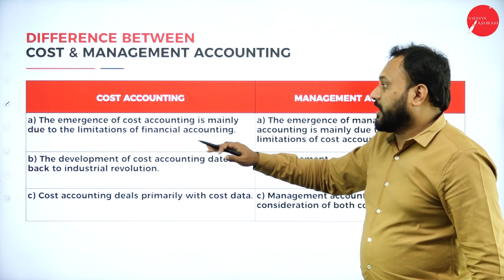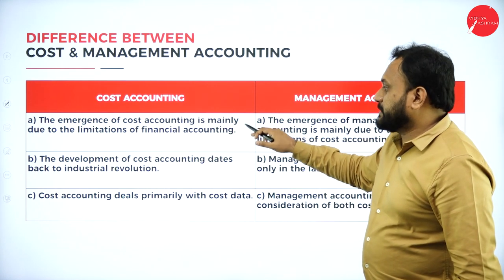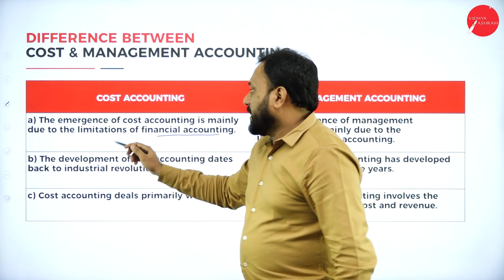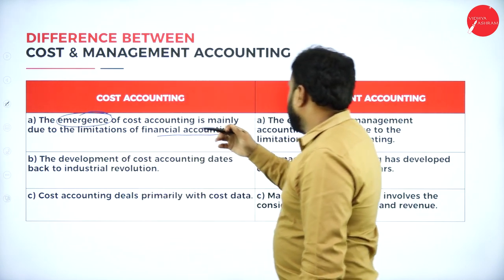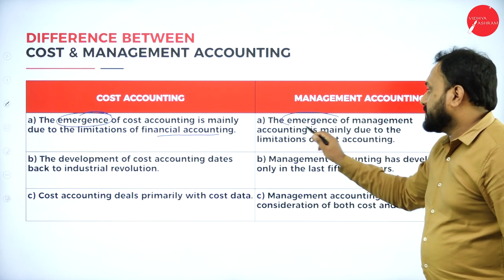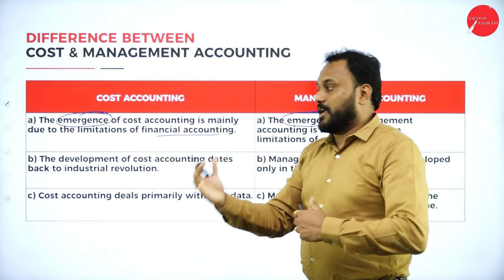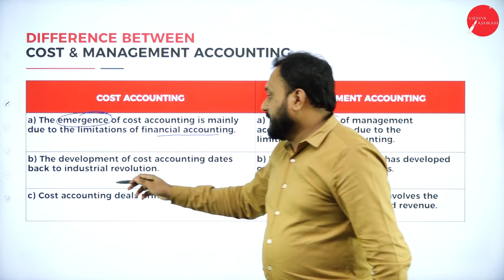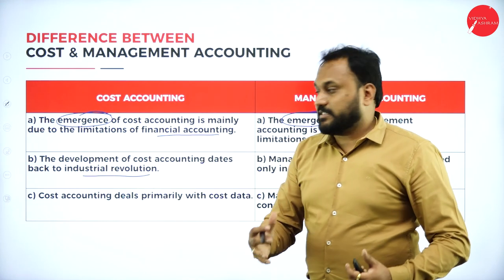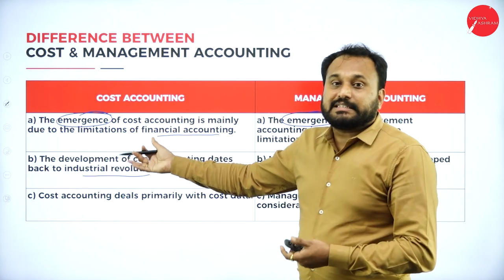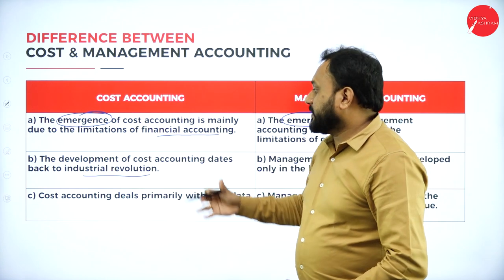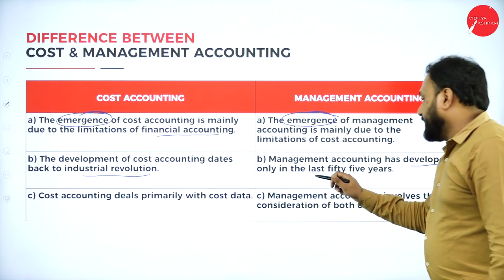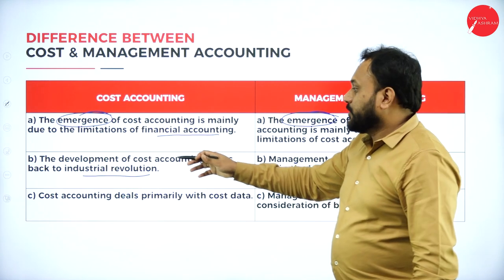Say for example, cost accounting. The emergence of cost accounting is mainly due to the limitations of financial accounting. Write the basis, emergence. The first basis is emergence. Say second, the development of cost accounting dates back to the industrial revolution. Now what is the basis here? When was it started? Or you can write the basis is origin. Now here, management accounting has developed only in the last 55 years. So origin here, you can write as a basis.